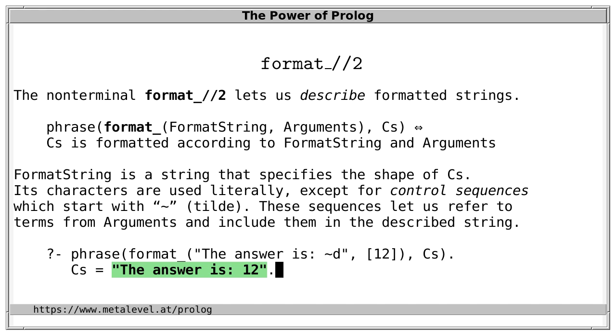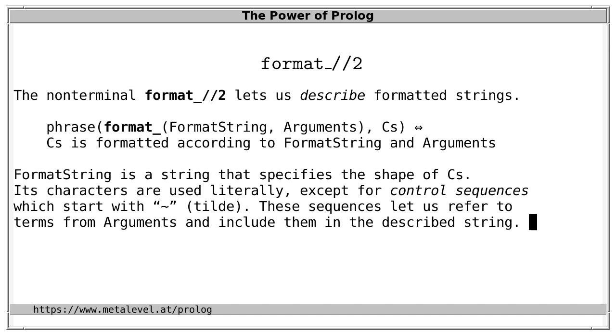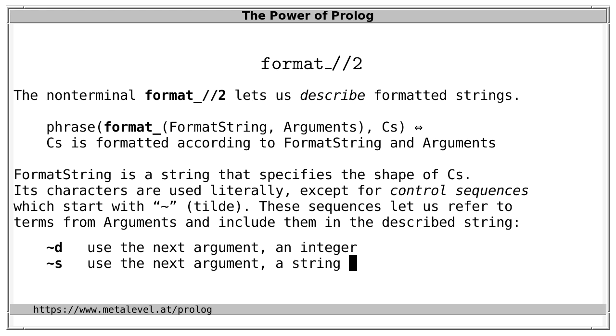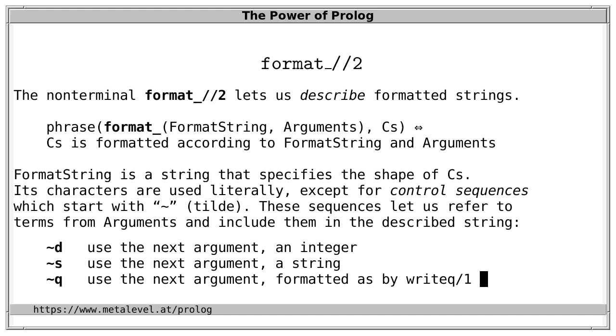We simply specified the shape of the output as a format string, and with control sequences, we can include terms in this output. And there are several control sequences, such as ~d, which we've just seen. This uses the next argument, which must be an integer, ~s, to use the next argument, which must be a string, and ~q, to use the next argument formatted as by writeq. And these are some of the most frequently used control sequences.